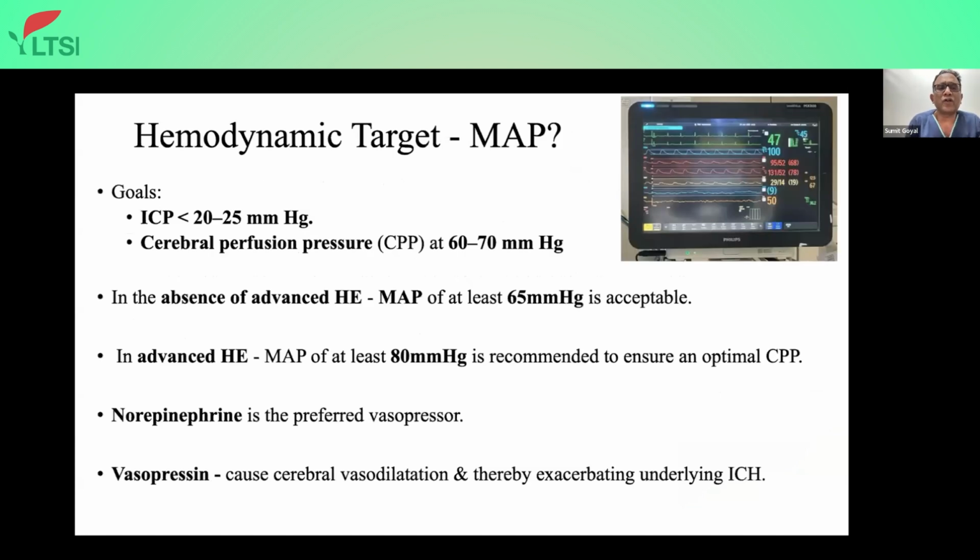Hemodynamic targets. Our goal in ALF patient is to maintain the ICP below 20 to 25 millimeter of mercury and maintain cerebral perfusion pressure above 60 millimeter of mercury. In the absence of advanced HE, target MAP is 65 millimeter of mercury, and in advanced HE, the target MAP is 80 millimeter of mercury to ensure an optimal cerebral perfusion pressure. Norepinephrine is the preferred vasopressor. Theoretically, vasopressin can cause cerebral vasodilatation and thereby exacerbate underlying intracranial hypertension.